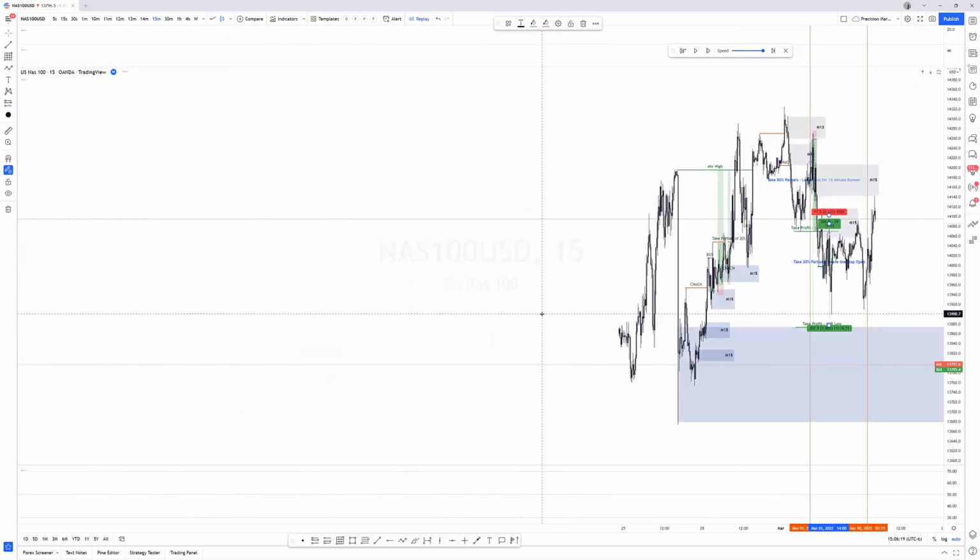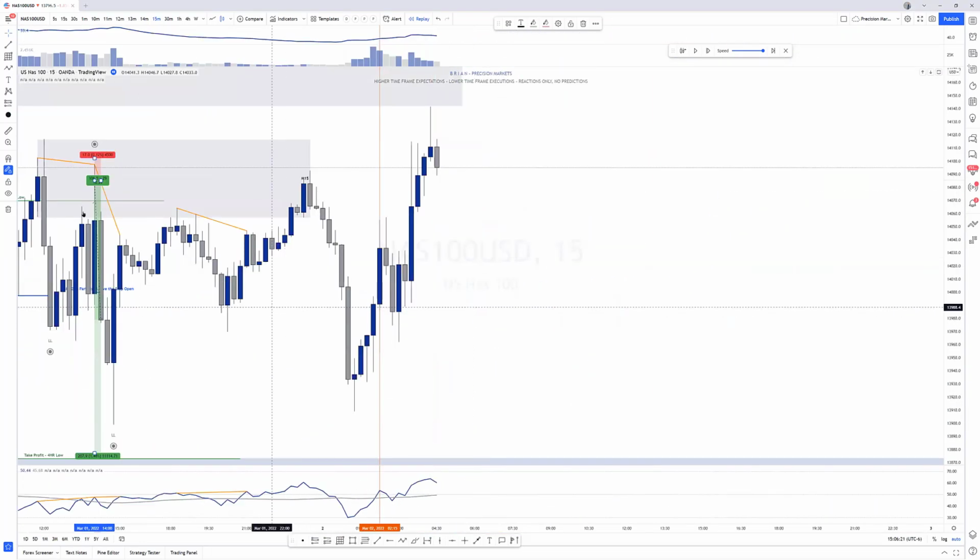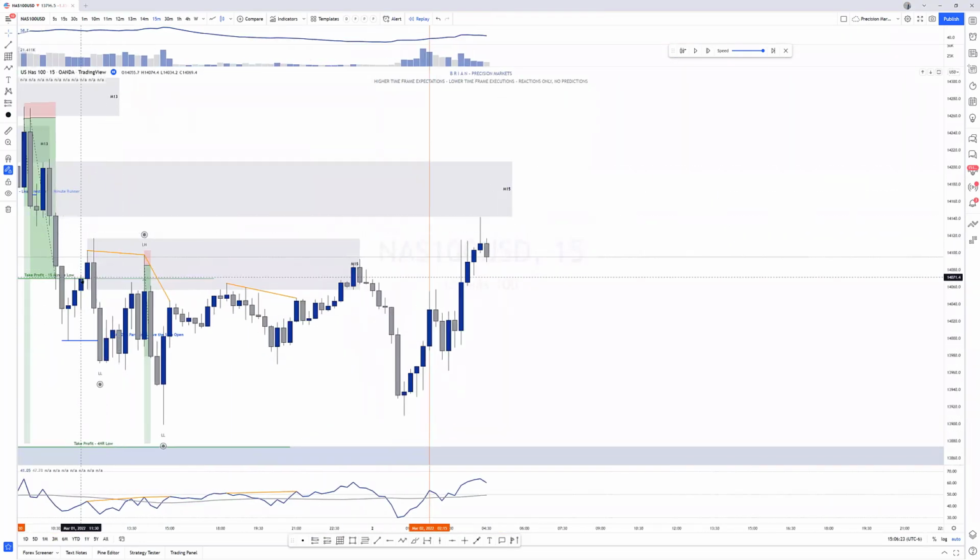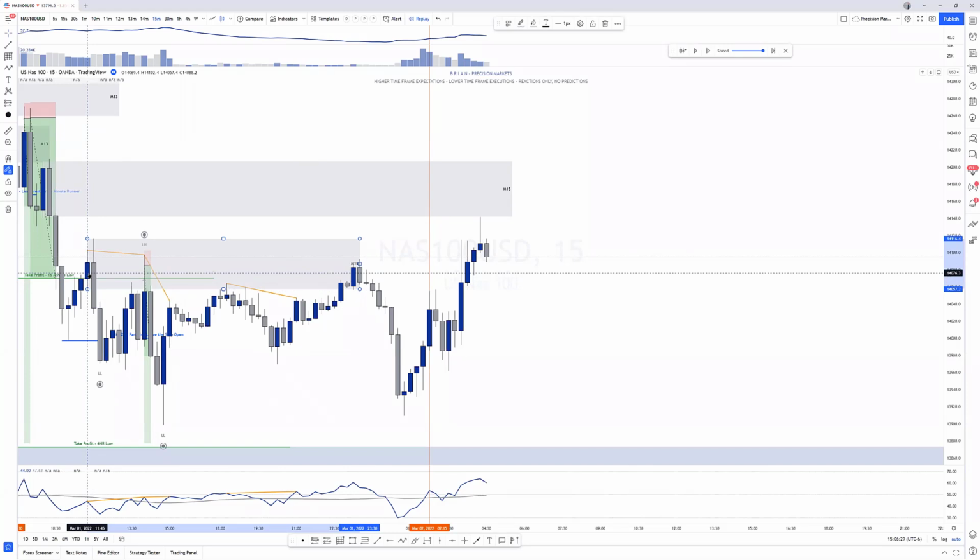I tend to always pull the body and the wick. So at this point, I didn't pull, for instance, this entire candle. I pulled it to refine it to the last buy candle before we sold. And then I also pulled the wicks too, because I know that there's an interaction there within the wicks.